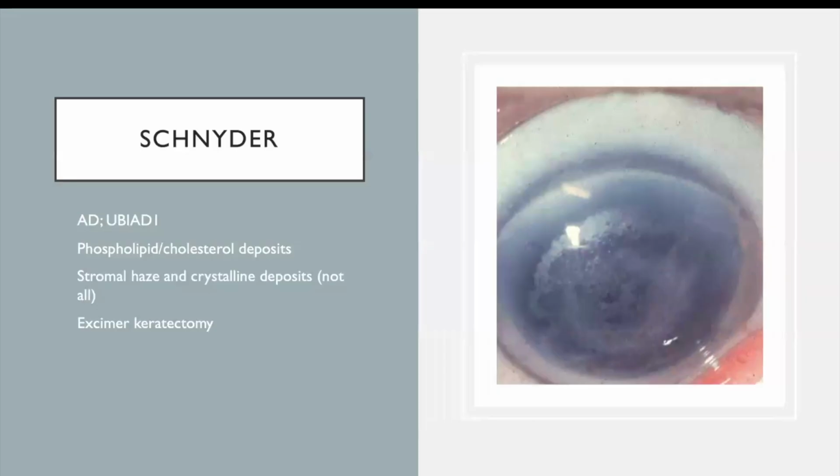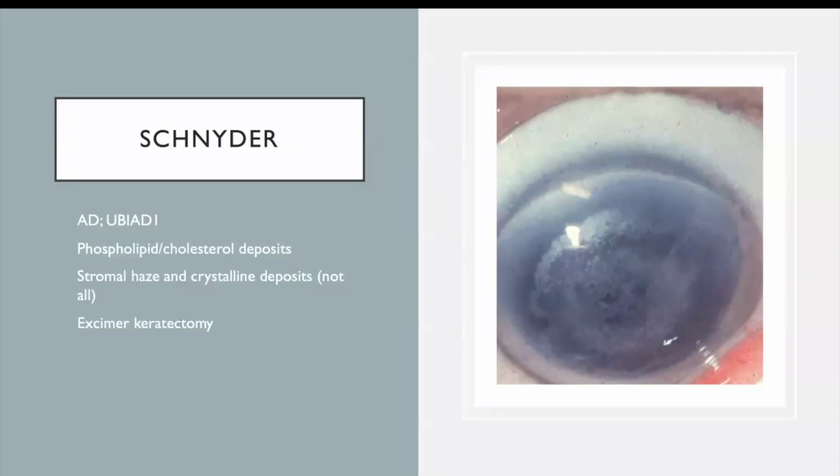And then lastly was Schnyder, again autosomal dominant. Now, this used to be called a sort of crystalline keratopathy, but people don't really refer to it as that anymore because actually these crystals are not ubiquitous. So it's about 50% of patients that will have these crystals. Otherwise, you may just get this stromal haze.